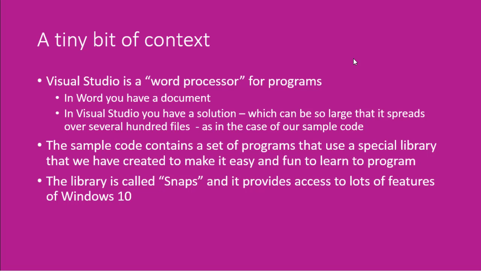And the sample framework has lots of these. They're all built up in a big library called Snaps, and this provides a really easy way to start using the features of Windows 10 to start making fun and interesting programs. So we have to have this thing because it's a bit like if you haven't got Word, you can't work on Word documents. If you haven't got Visual Studio, you can't work on C# programs and use them with the book. But it's all free and it's all good, so let's just carry on.